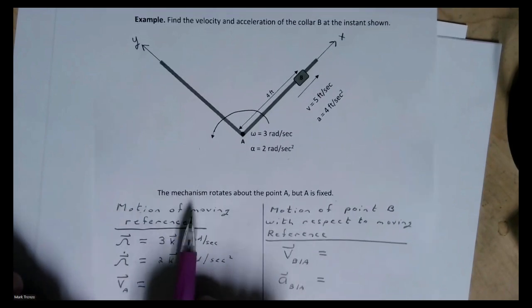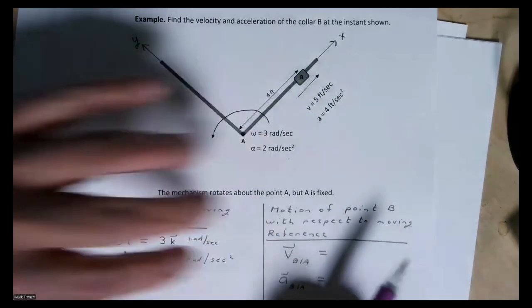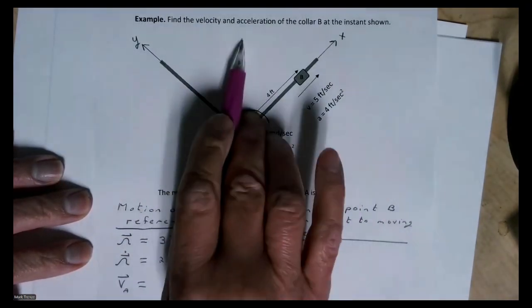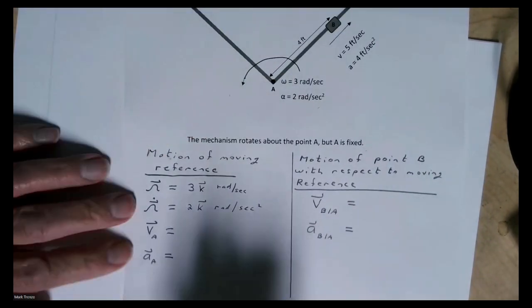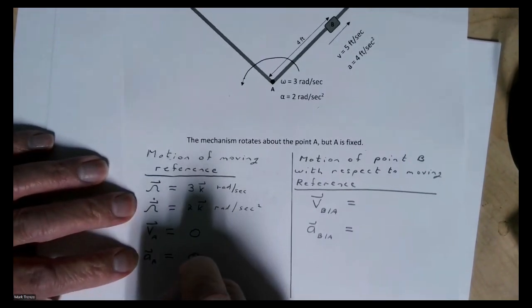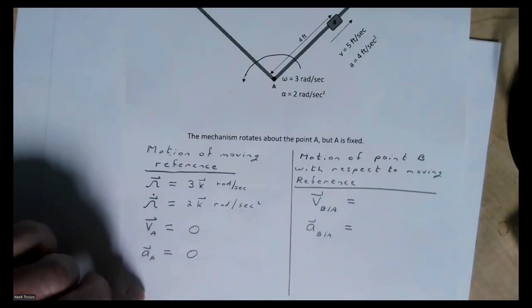Now, notice that point A is fixed. So the whole mechanism is not translating along the x-axis or y-axis. It's just fixed. So the whole body has no velocity and it has no acceleration. So it's not translating in any way.